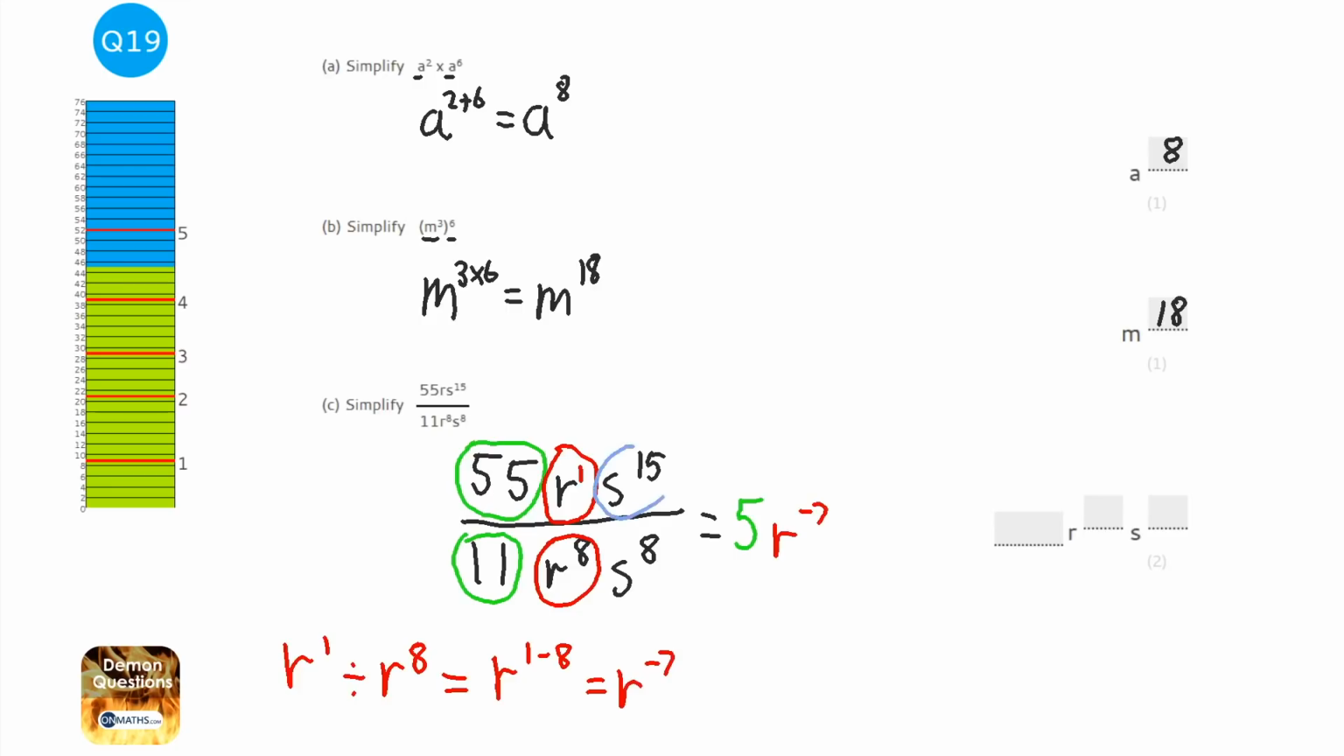So that's R to the power of minus 7. Okay, now we're left with the S's. And it's the same thing with the S's. This time we're doing S to the power of 15 divided by S to the power of 8. So it's going to be S to the power of 15 take away 8, which is 7. So my answer would be 5, R to the power of minus 7, S to the power of 7.